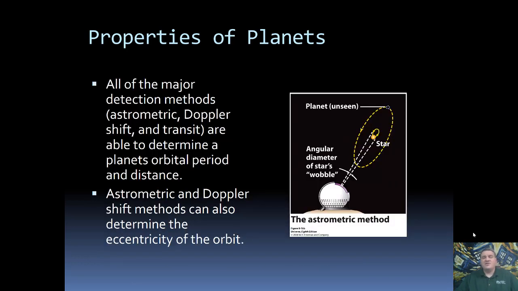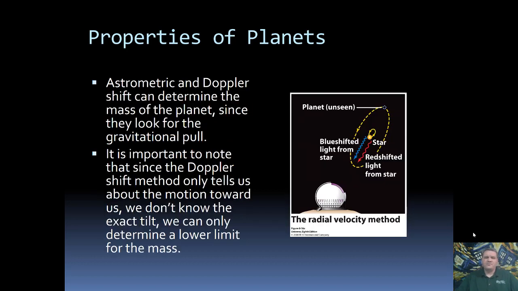All of the major detection methods, the astrometric, the Doppler shift, and the transit method, are able to help us determine the orbital period and the orbital distance. So how far away is the planet from the star, and how long does it take to orbit around the star? The astrometric and Doppler shift methods can also help us figure out the eccentricity. The transit method cannot. The astrometric and Doppler shift methods can also help us determine the mass of the planet.